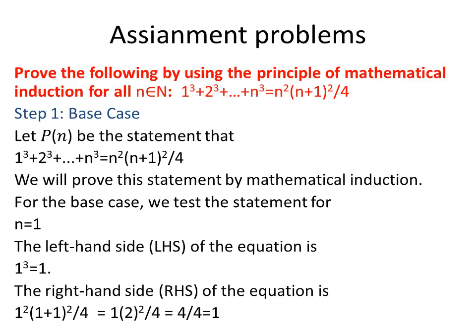Here is one problem: prove the following by using the principle of mathematical induction, for all n belonging to N, that 1 cube plus 2 cube plus so on to n cube is equal to n square into n plus 1 whole square by 4. For solving this problem we use three major steps: base case, inductive hypothesis and inductive step.